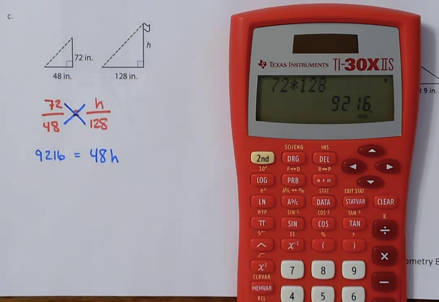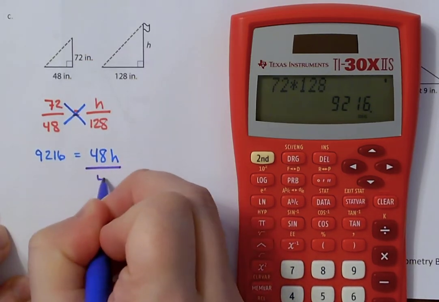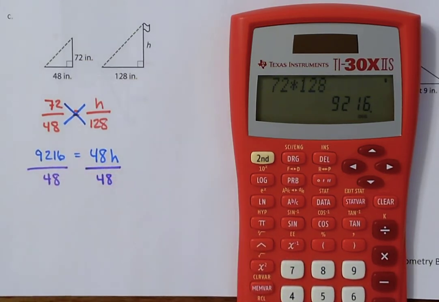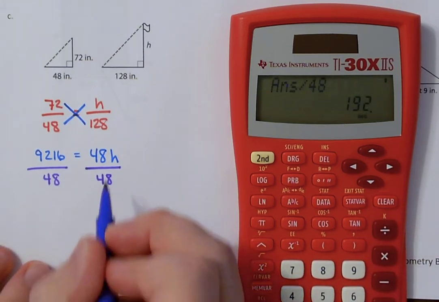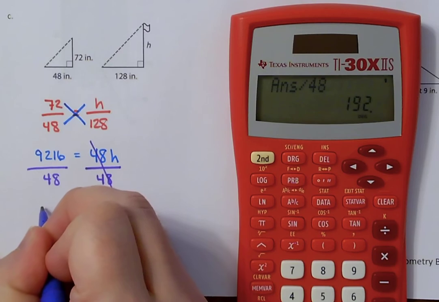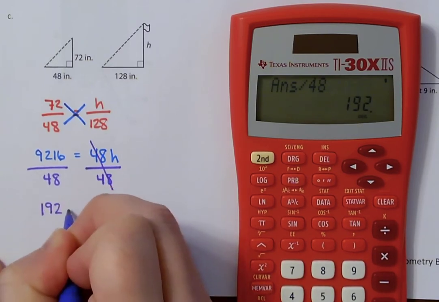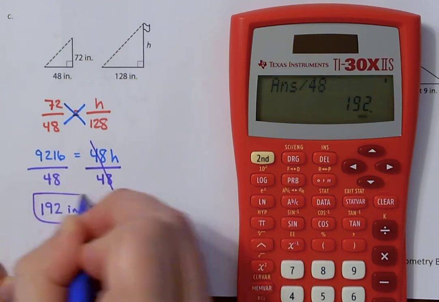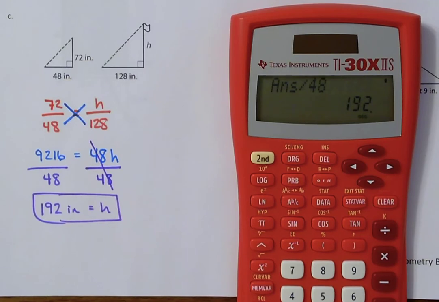So then our last step to solve here is going to be to divide the number away from h, which in this case is 48. So if we divide 48 to both sides, it's going to cancel on the right. And then on the left side, we're going to end up with 192 inches for the height of the flagpole. And that's our answer. So that is our answer for part C.